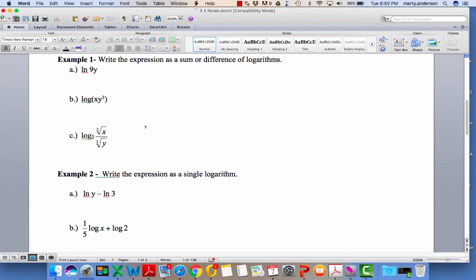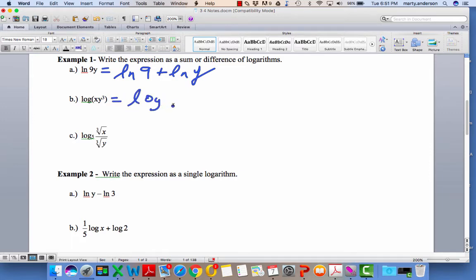Write an expression as a sum or difference of logarithms. Here we go. First one looks like a product, and it's a natural log. Oh no, natural log. All of these rules apply to natural logs. Multiplication turns into addition, and we're done. Next one.